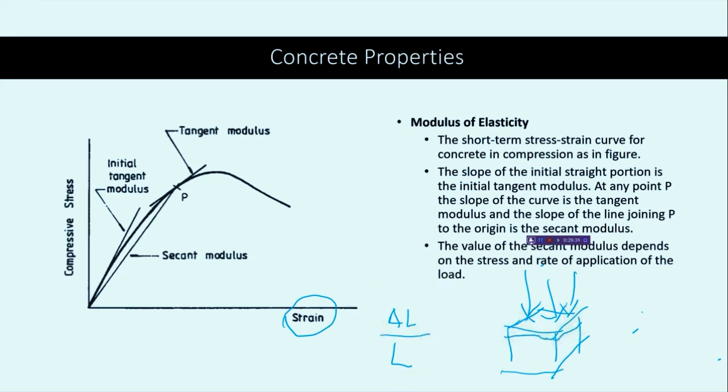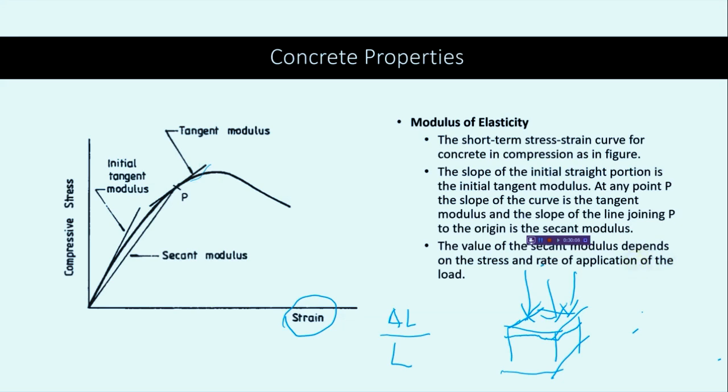Alright, so the slope of the initial straight portion is the initial tangent modulus. So this one kita panggil the initial tangent modulus. At any point P, the slope of the curve is the tangent modulus, and the slope of the line joining point P to the origin is the secant modulus. So this one is secant modulus, this one, nama dia saja tangent modulus. So the value of secant modulus depends on the stress and rate of application of load.